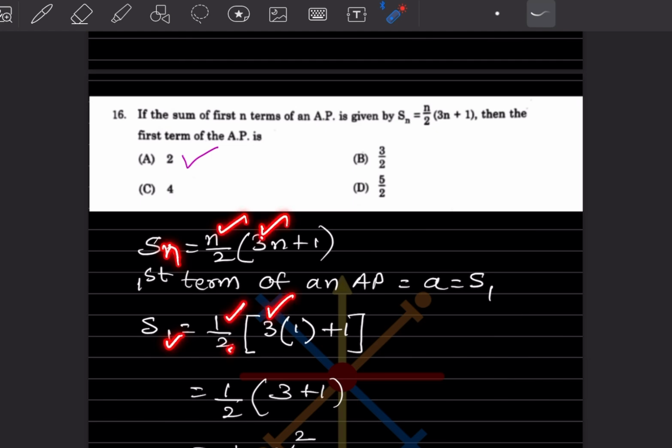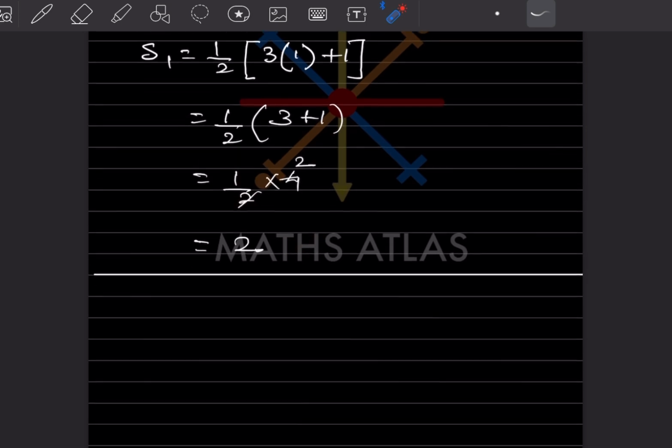This 3 stays as it is. This will be again 1 plus 1. So 1 by 2 same, 3 into 1, 3 plus 1. So 1 by 2, this is going to be 4. 2 ones are 2, twos are. So this is going to be 2. So the correct option is 2.